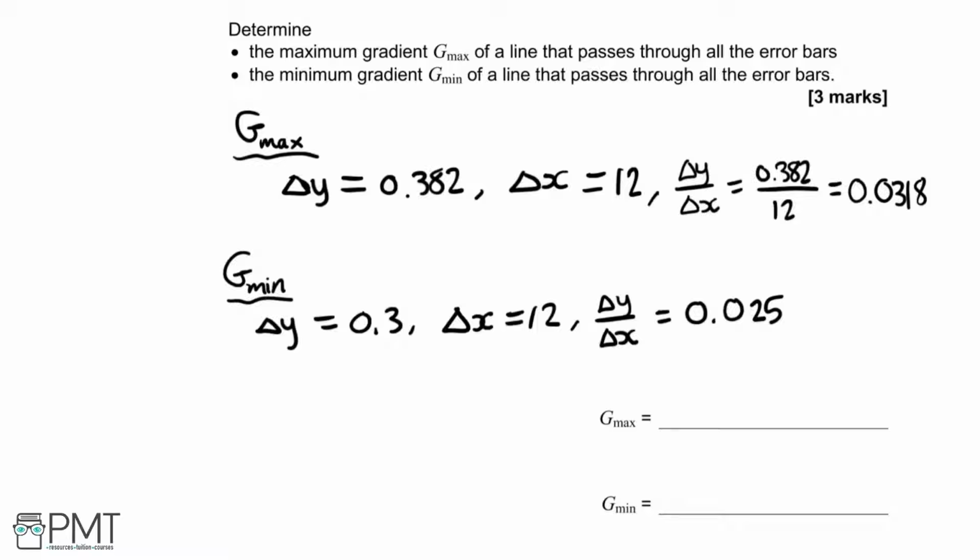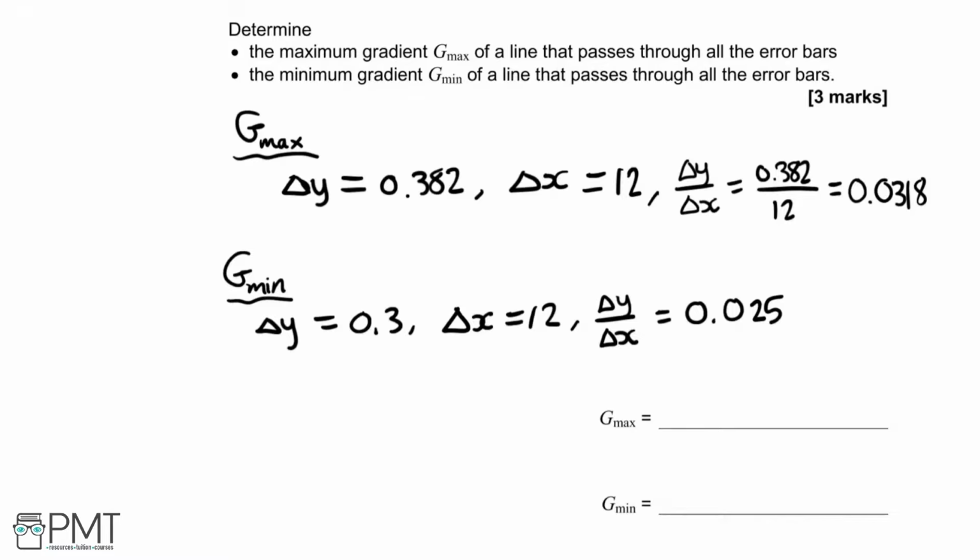The mark scheme says to expect 3.21 times 10 to the minus 2 for Gmax and 2.49 times 10 to the minus 2 for Gmin. Now that second one, that Gmin, does round to 0.025, so we're fine there. And it says to expect 3.2 times 10 to the minus 2 for Gmax, and our 0.0318 does round to 0.032. So our answers are well within that expected range.